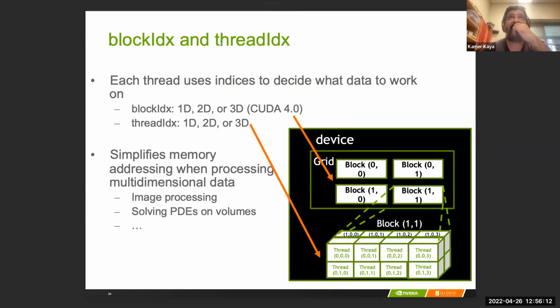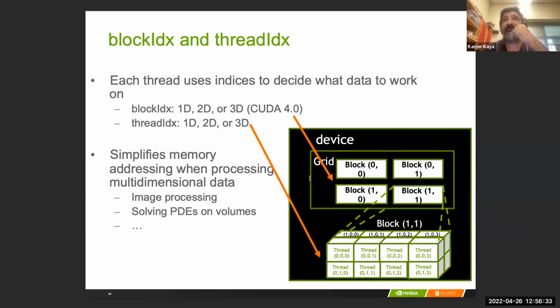So block IDX and thread IDX. This is one picture that summarizes the things. Block IDX can be one-dimensional, two-dimensional, or three-dimensional. Thread IDX, again, one-dimensional, two-dimensional, three-dimensional. In fact, every time it is three-dimensional, but the dimensions are one, as I told you.